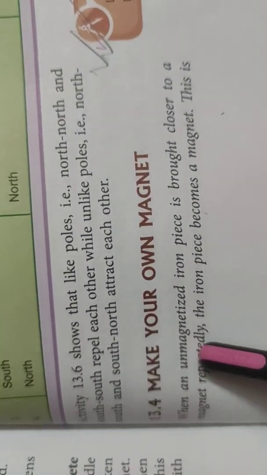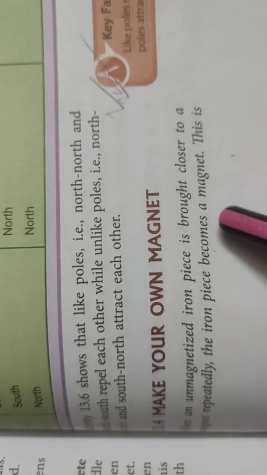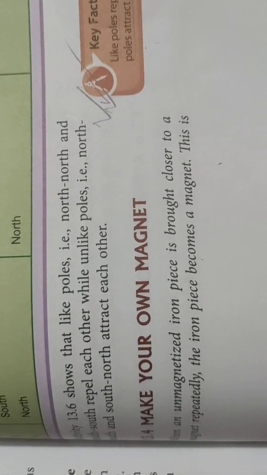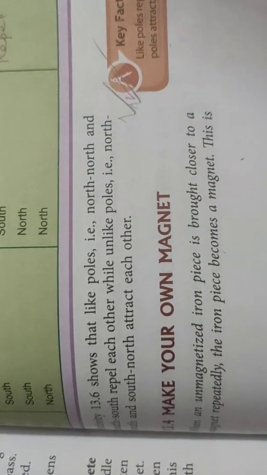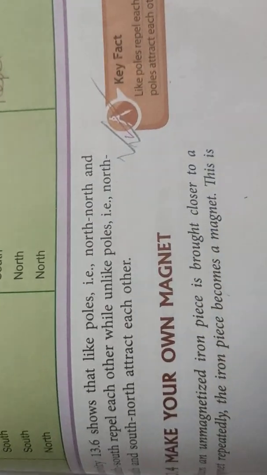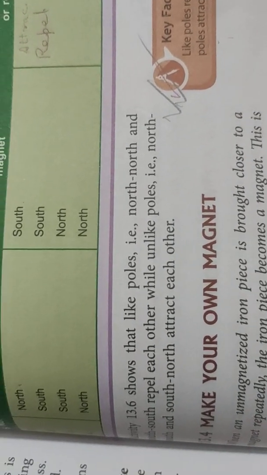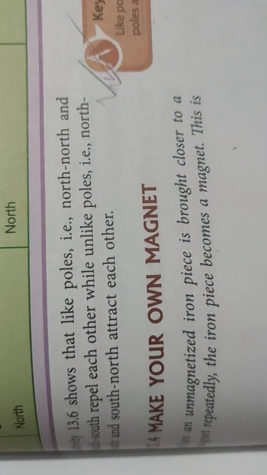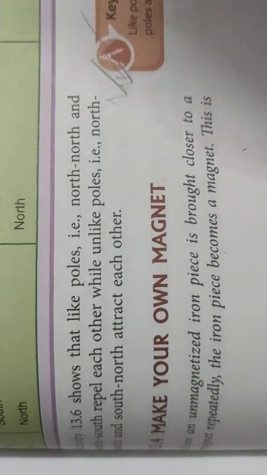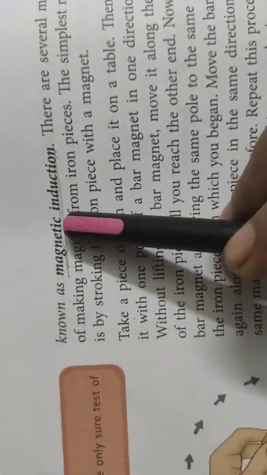When an unmagnetized iron piece is brought closer to a magnet repeatedly, the iron piece becomes a magnet. All iron pieces are not magnets. So if you bring a magnet near an iron piece and start rubbing with it, the iron piece will ultimately become a magnet. It will act as a magnet, and this process is known as magnetic induction.